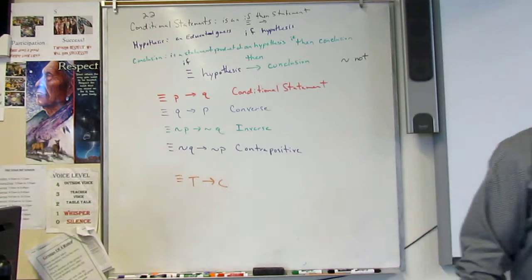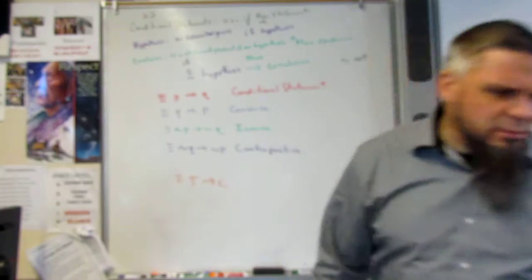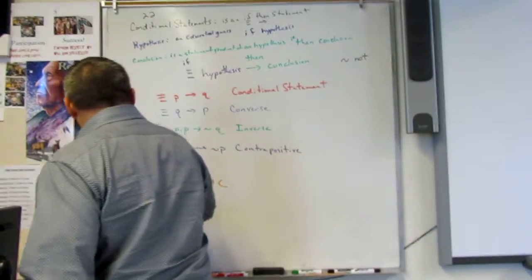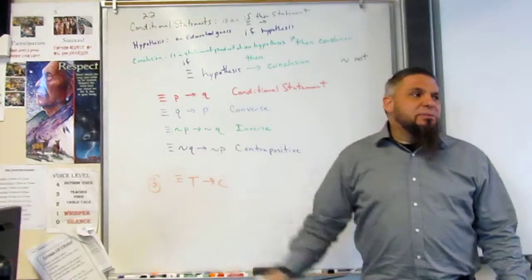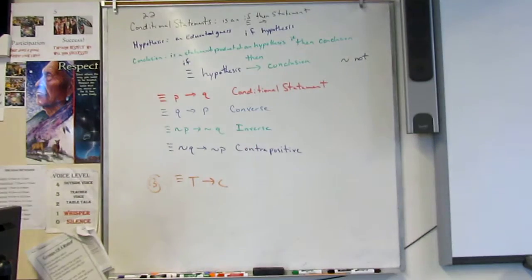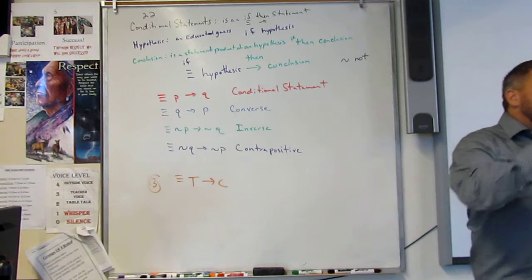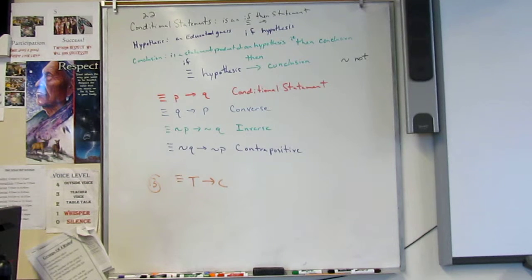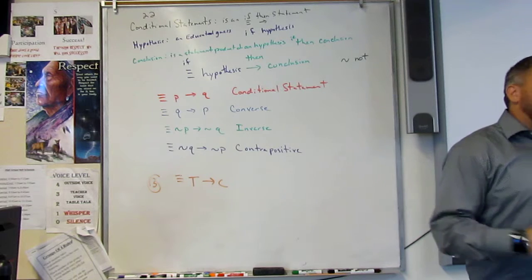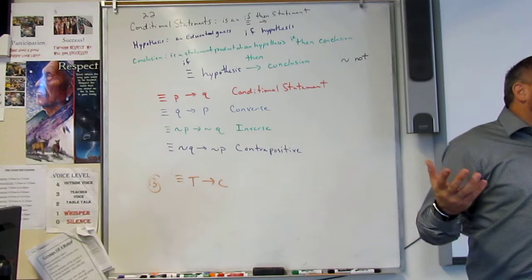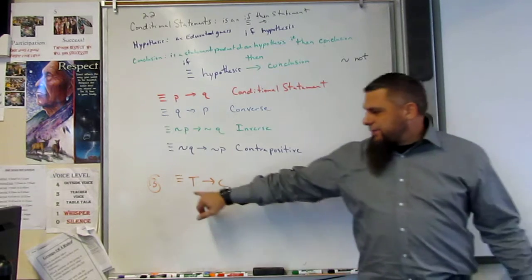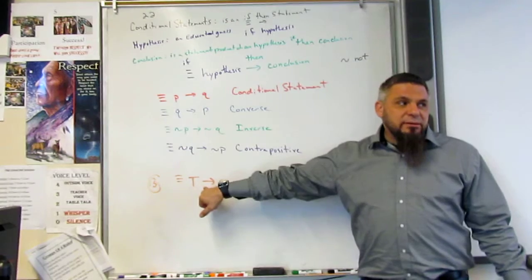This is problem number 13. Notice I used the letter T for tabby and the letter C for cat. So what we're going to be doing is translating these statements into letters. That's it. If it's a tabby, then it's a cat.